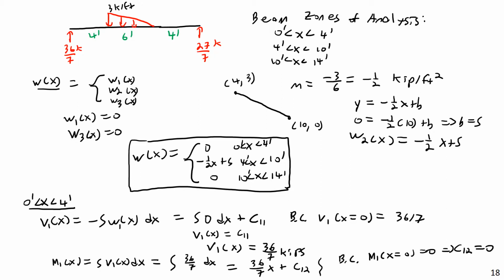You don't need to use these subscripts. I know they can be confusing. I'm just trying to have unique labels for each of my constants in this problem, but that's somewhat of a style choice. So that means M1 as a function of x is equal to 36 over 7 times x. So I have my V1 and my M1.